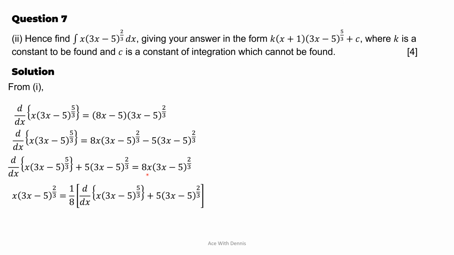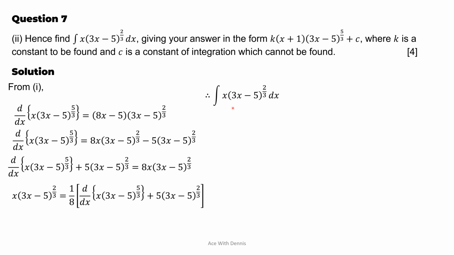So what we need to do is divide by 8 for both sides. I will get 1/8 times, put a big bracket here, right? And then everything here we just copy down, we get this whole thing. Alright, so this is the subject that we need to integrate. So now the next thing we need to do is just integrate both sides.